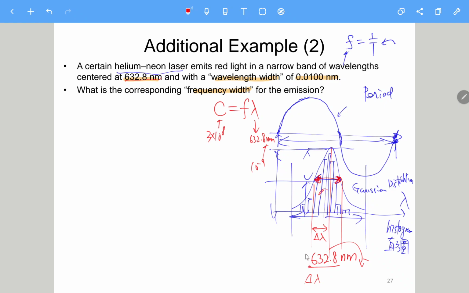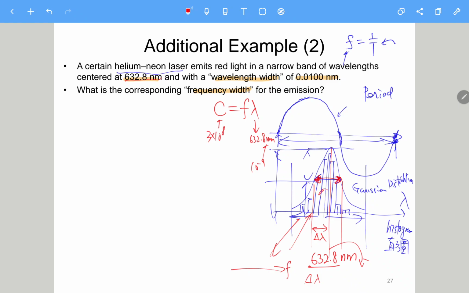And then you can just subtract the width, 0.01 nanometer. So this is 632.8 nanometer minus 0.01 nanometer. Then you know the wavelength of this point, and you plug it in here. Then this is 632.8 minus 0.01 nanometer, and you can calculate the frequency. Then you know the corresponding frequency of this point and of that point, and then you subtract them. Then you can know the so-called frequency width.